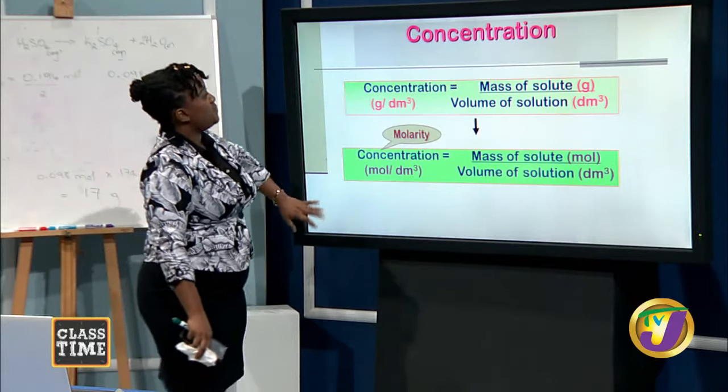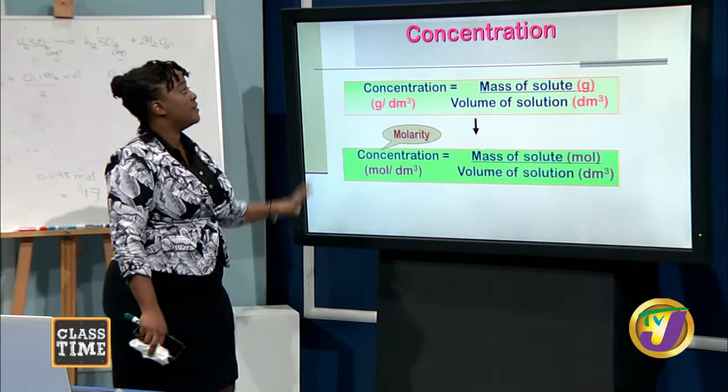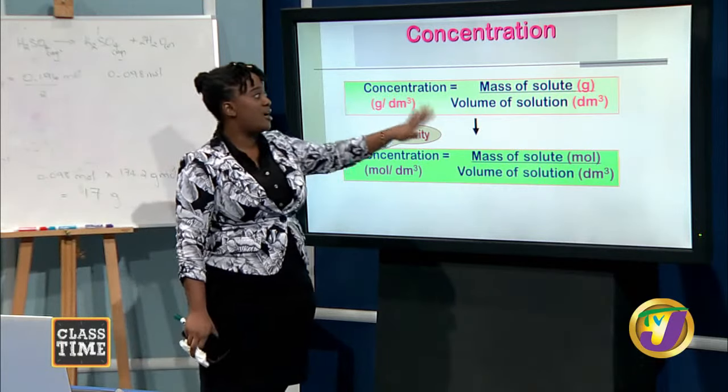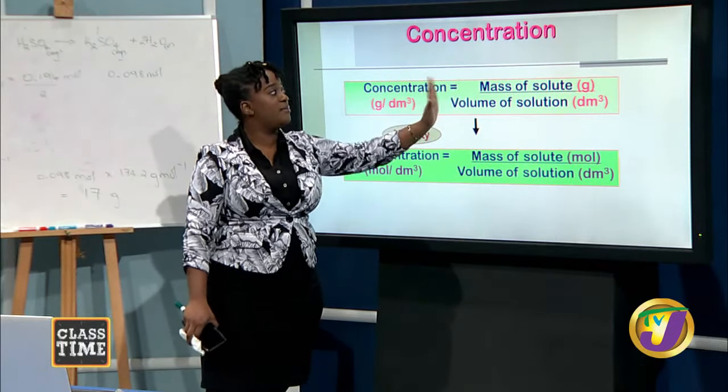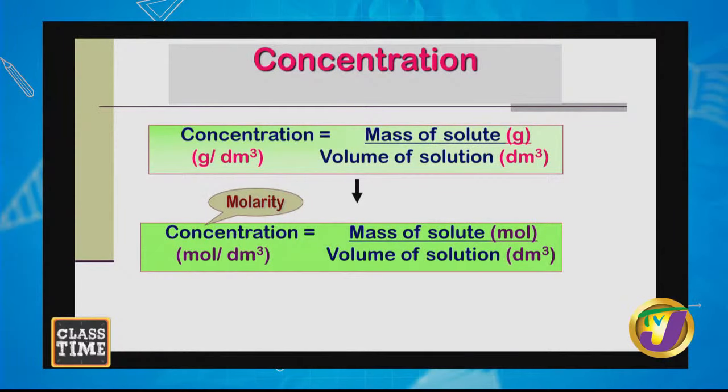All right. So here's how we calculate our concentration. Concentration is the mass of a solute divided by the volume of the solution. So our unit for concentration is gram per dm cube. Also, if we're using moles, the unit for concentration will be mole per dm cube. And we call this form molarity. We refer to it as molarity, but it's really the same thing: the amount of solute, given in moles, divided by the volume, which is dm cube.